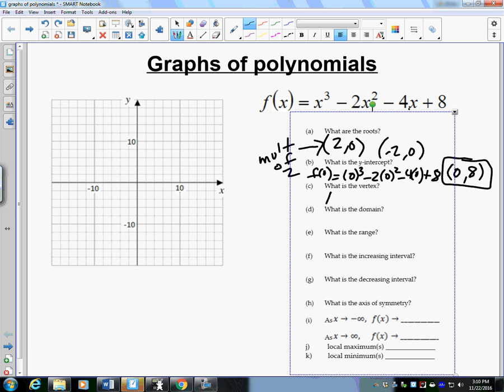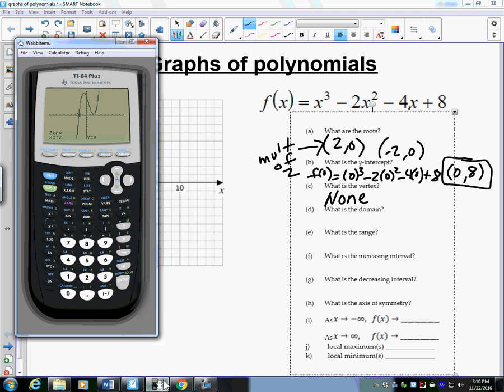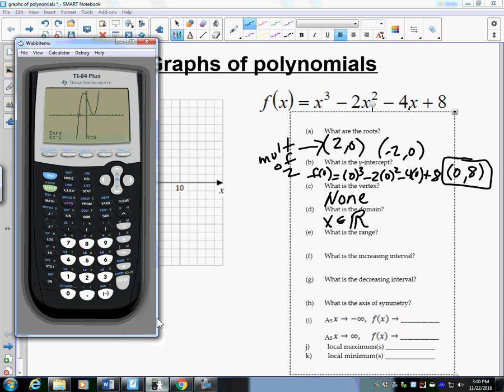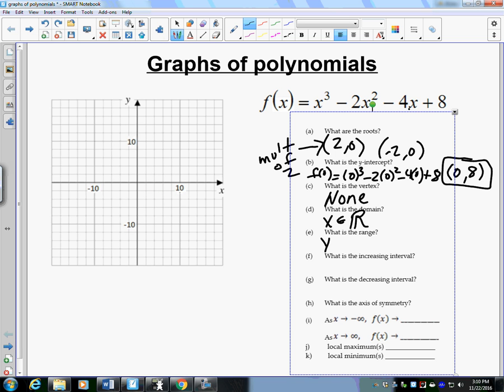Put none. The domain is the x values. There are no breaks in the graph, so there are no stopping points. Domain is all real numbers. Range, looking from the lowest point to the highest point. The graph continues from negative infinity to infinity, so the range is y is all real numbers.